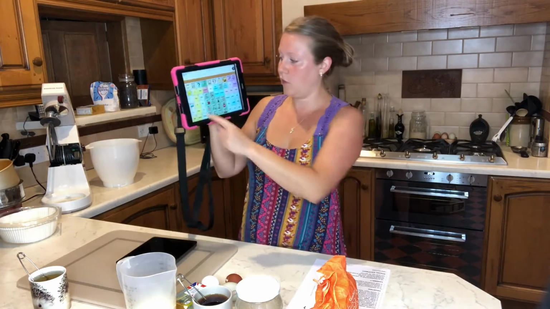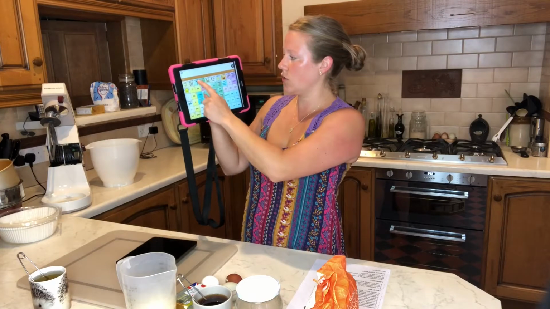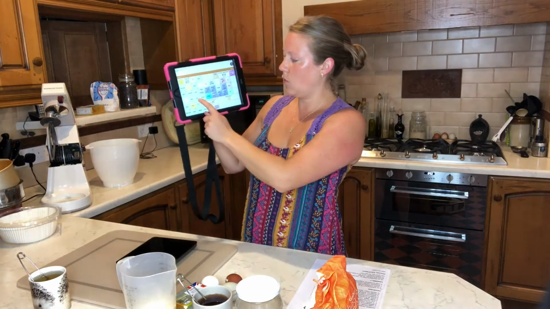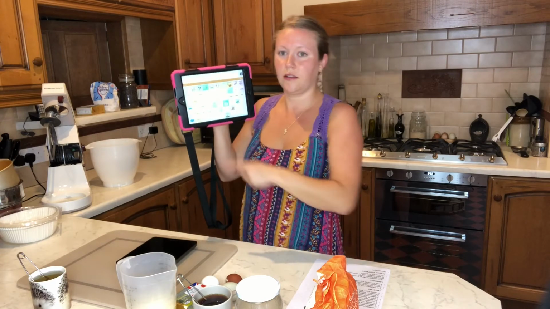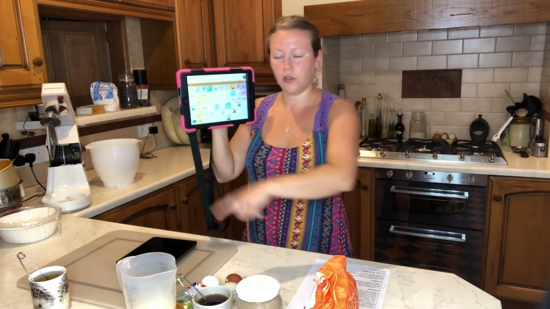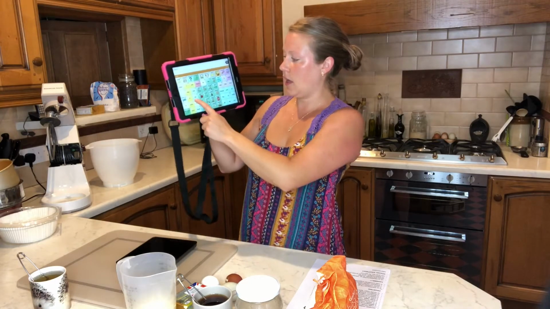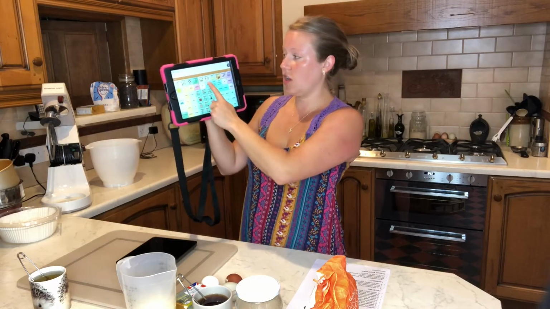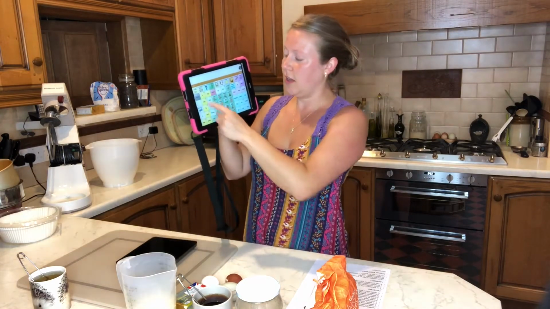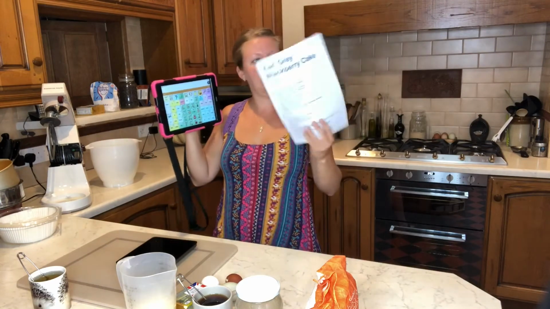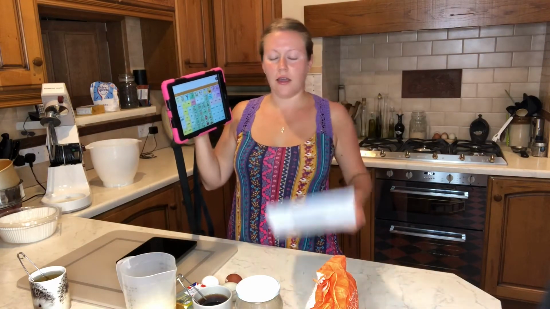I've already gone through all of the cupboards, and I've got everything I need. I've got all of the ingredients. Let's get started. So I've printed out the recipe. The recipe is an Earl Grey blackberry cake.